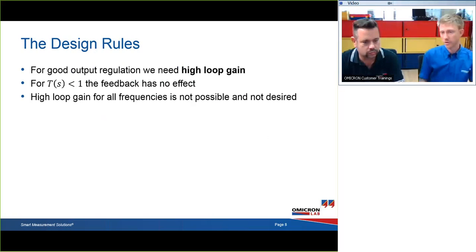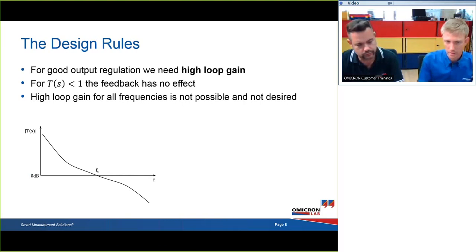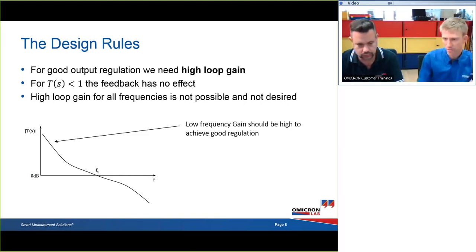As I said before, we cannot achieve that high loop gain for all frequencies, and actually we don't want to. Probably there is a lot of high frequency noise, and we don't want to react to that because this will create a lot of distortions. So in fact, the loop gain will look somehow like this sketch. We will have high gain at low frequencies to achieve good regulation if we need the good regulation.